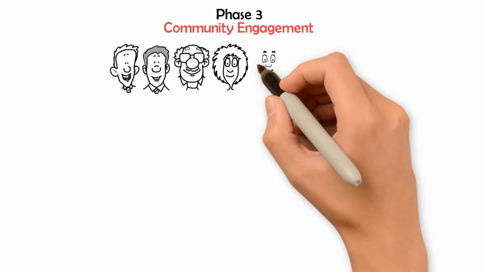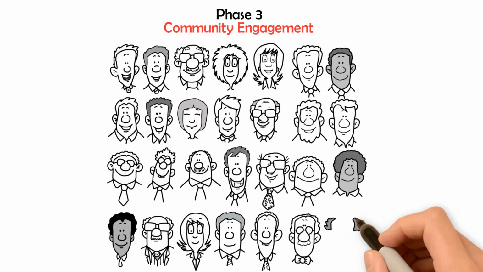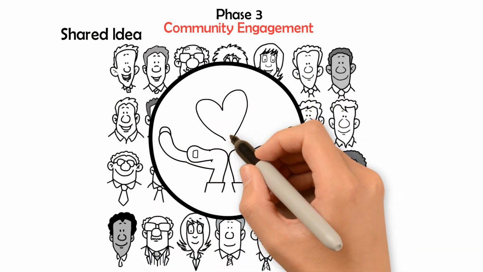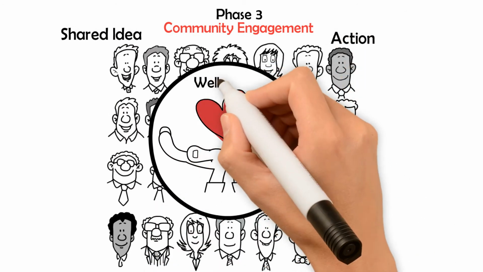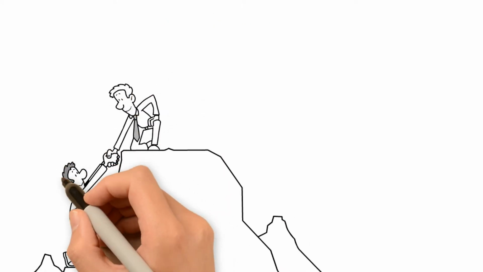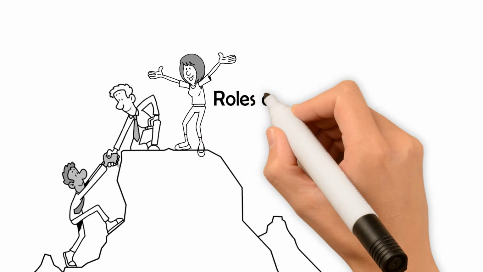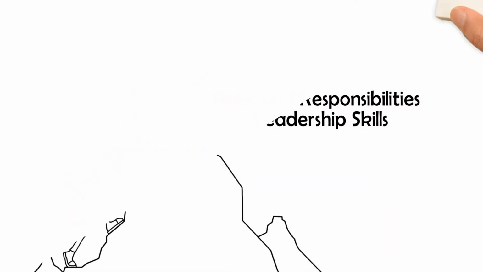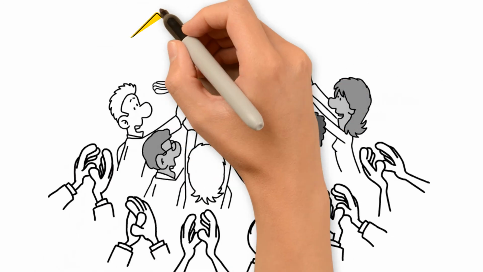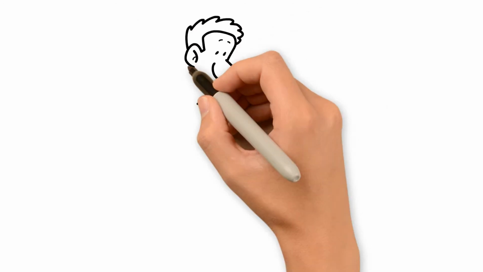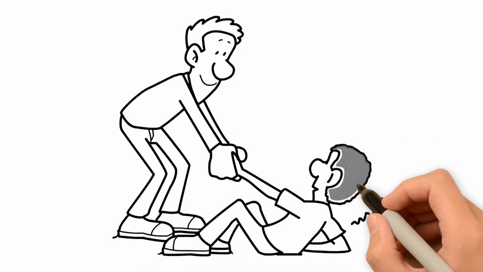Community engagement is bringing together a group of people around a shared idea. Mostly, it involves people committed to take action to improve the well-being of their community. At this phase, these committed community members take on roles and responsibilities and develop leadership skills, such as educating the public about the importance of emergency preparedness, creating a family evacuation plan, and gaining emergency response skills, among others.